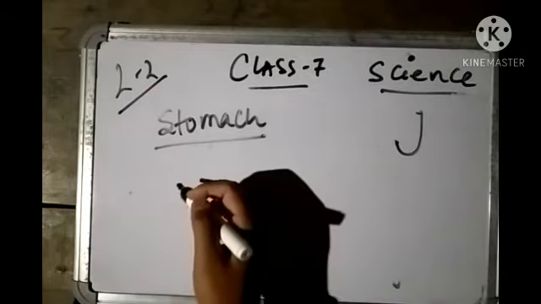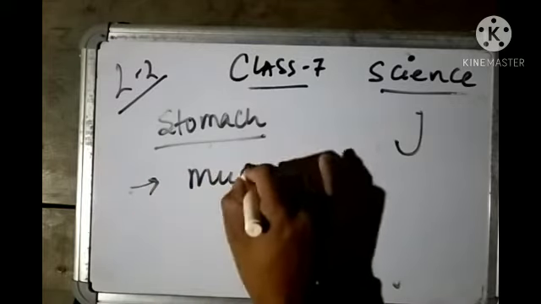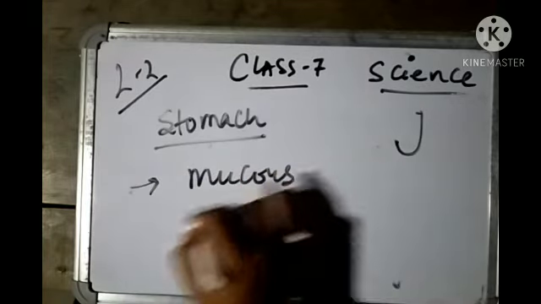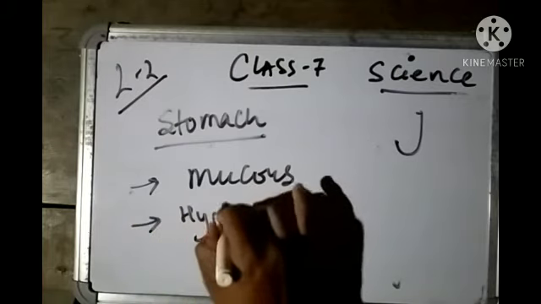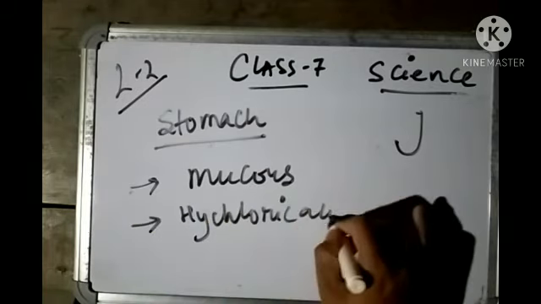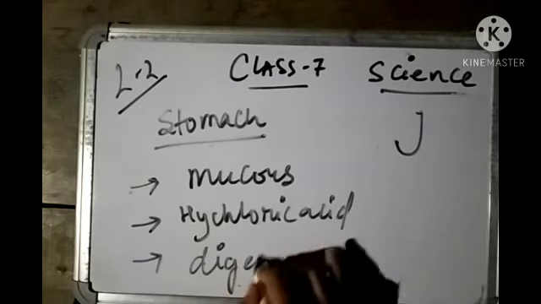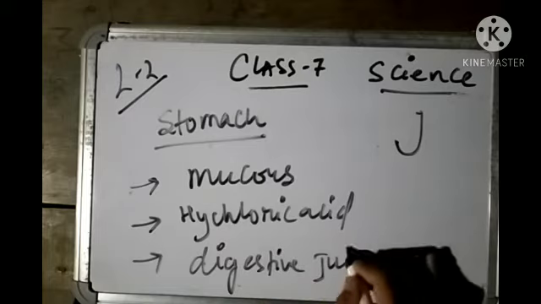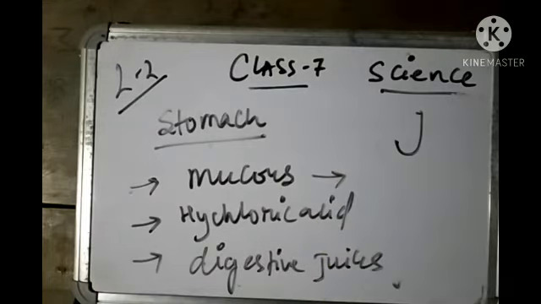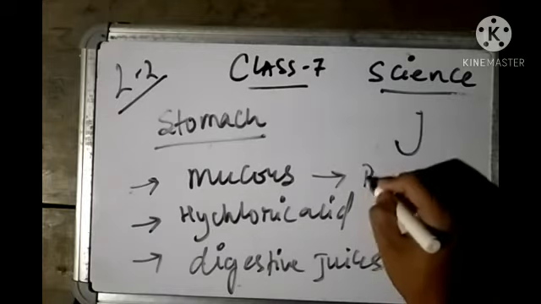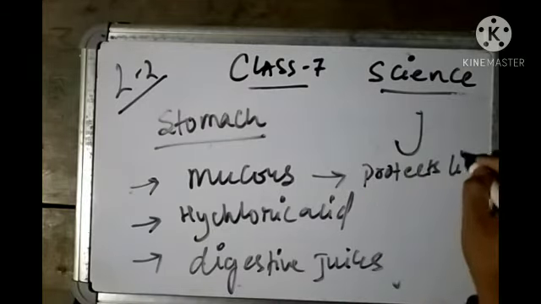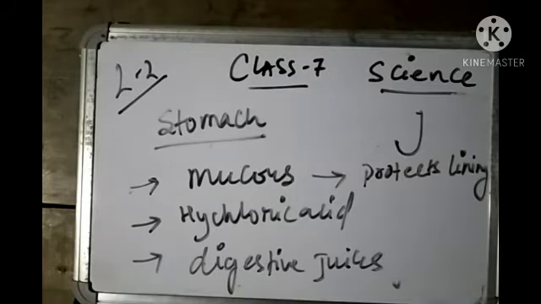The inner lining of the stomach secretes mucus, then hydrochloric acid, then digestive juice. The mucus protects the lining of the stomach from damage. Hydrochloric acid could damage the lining of the stomach, so the mucus protects it.